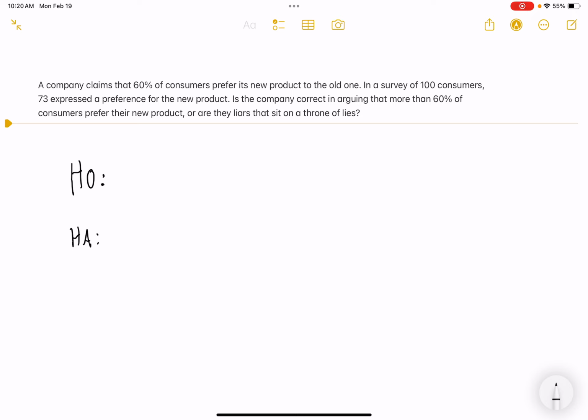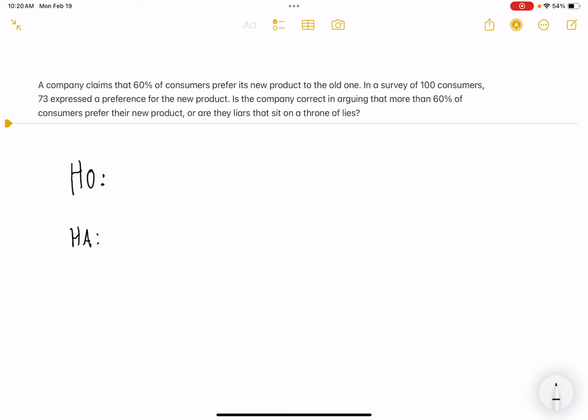Now, if I read, I should be able to set up my null hypothesis and my alternate hypothesis based on the first part of this question. The question says, a company claims that 60% of consumers prefer its new product to the old one. In a survey of 100 consumers, 73 expressed a preference for the new product. Is the company correct in arguing that more than 60% of consumers prefer their new product, or are they liars that sit on a throne of lies?